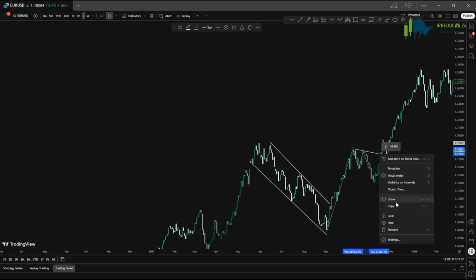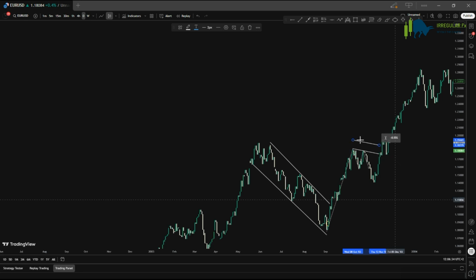Yes, you right click, then clone. Then after cloning, you can just attach it to the point between your two upper points, your two highs. So this is the point in between the two highs. Then you wait for your third touch. But remember what I said: on the third touch, usually the market tends to break the third touch before giving you the entry.